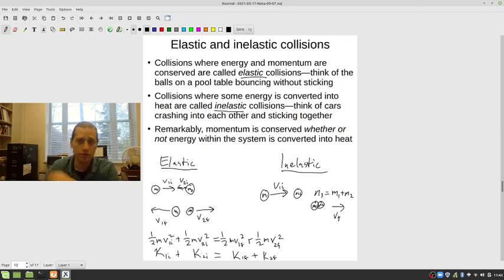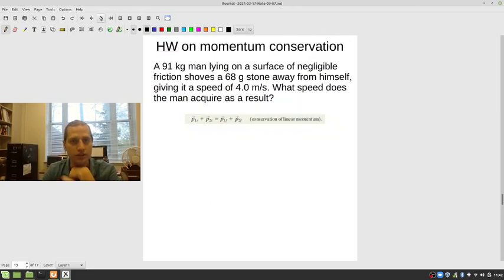However, the real key point is that despite the fact that kinetic energy is not conserved in that type of interaction, momentum still is conserved. Momentum is in fact conserved in either one of these. It's conserved in the elastic collision and it's conserved in the inelastic collision. So let's look at some examples.